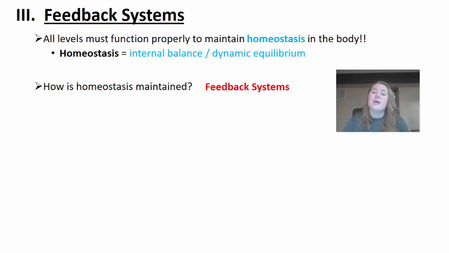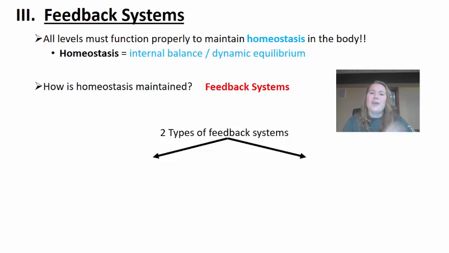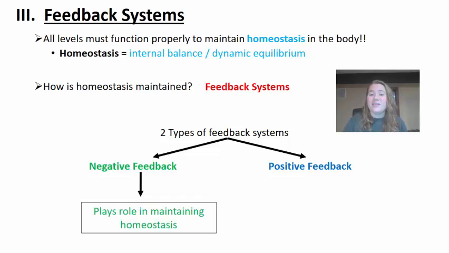So how do we do this? Again, it is feedback loops or feedback systems. But there's two types. We have negative feedback and we have positive feedback. And those two systems work a little differently. So negative feedback, I like to think of this as change leads to less change. This is what helps to maintain homeostasis within your body.